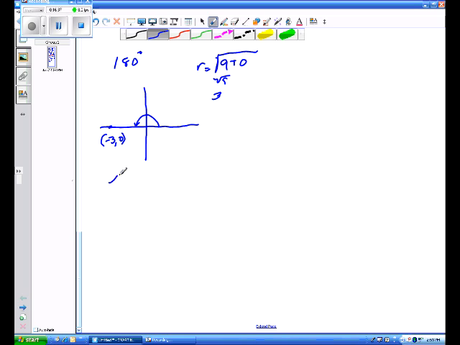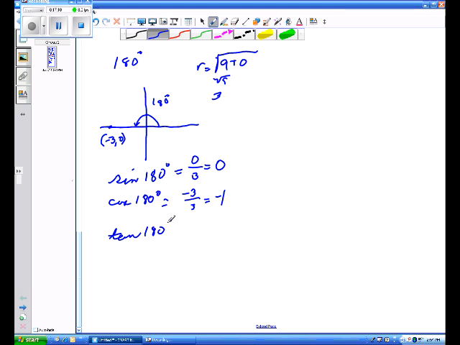So when we go through and we find our values, the sine of 180 degrees, because that's our angle of rotation, is equal to y over r, which is 0. The cosine of 180 degrees is x over r, so that's -1. The tangent of 180 degrees is y over x, which again is 0.